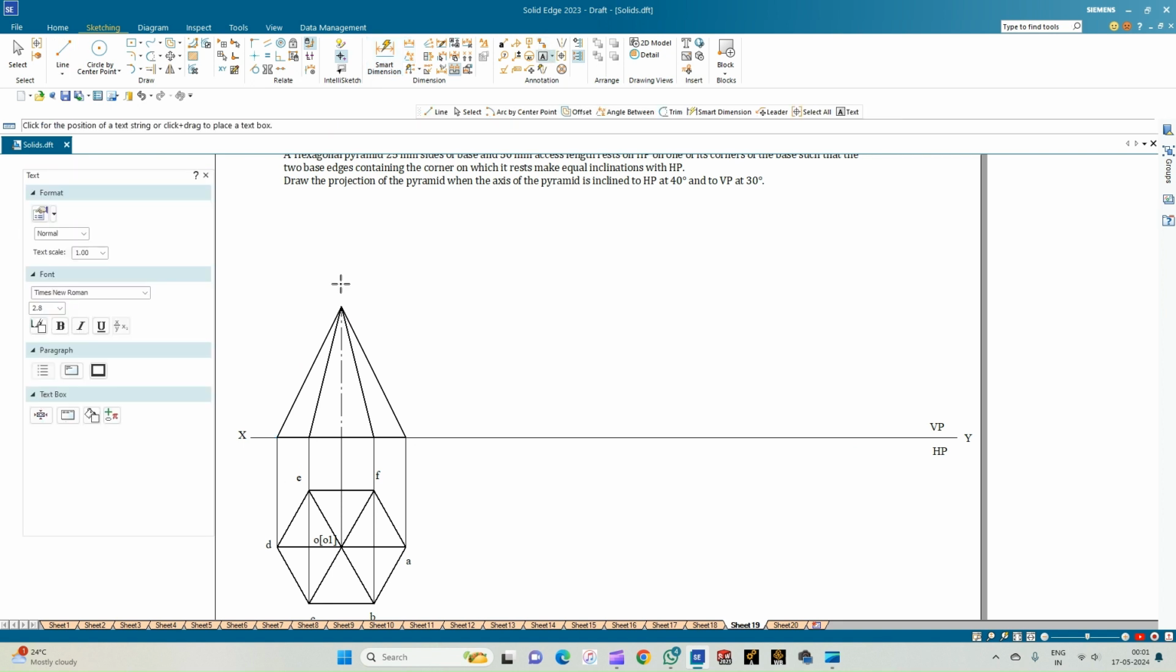Let us annotate this. So this is the apex of the pyramid, which is O dash, and here lies the center of the base of the pyramid, which is O1 dash. And here it is the corner A dash, and here B dash is visible, F dash is inside the bracket, and similarly here it is C dash which is visible, and E dash is inside the bracket, and here it is D dash.